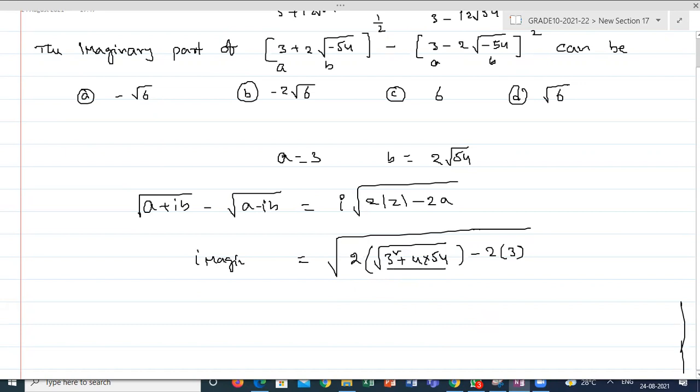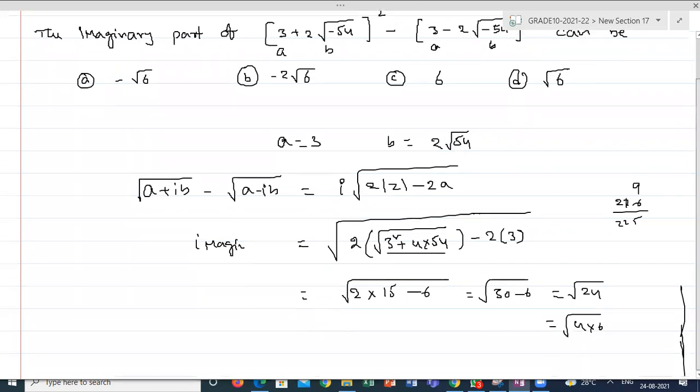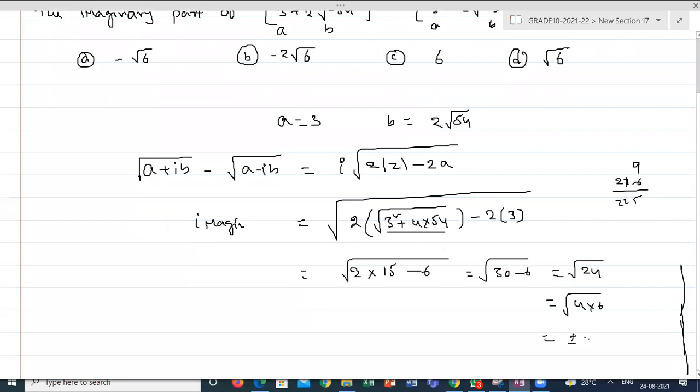How much are you getting under the root? Sir, 15. 15. 9 plus 216 is 225, so this is 15. So this will be 2 into 15 minus 6, which is 24. This is root of 24, that is 4 into 6 under the root. So the answer is 2 root 6, plus or minus 2 root 6. That's it.